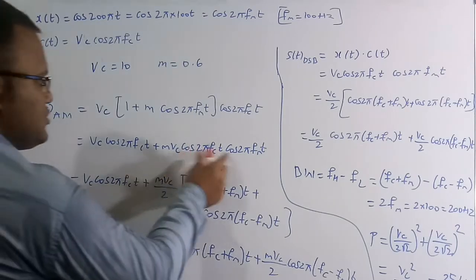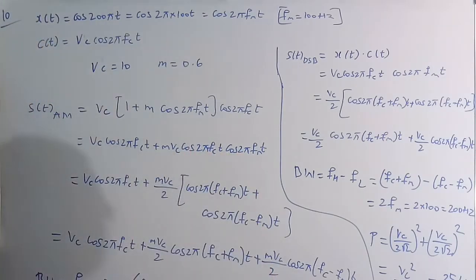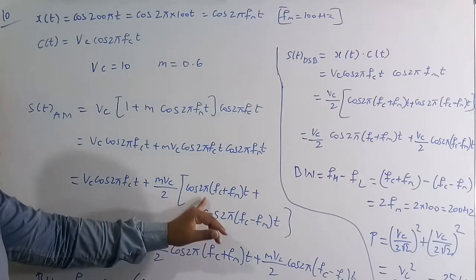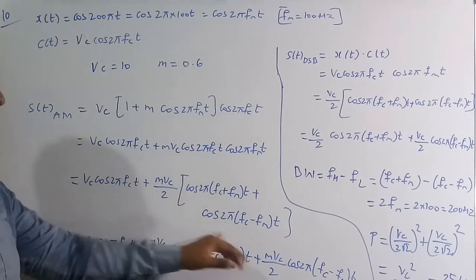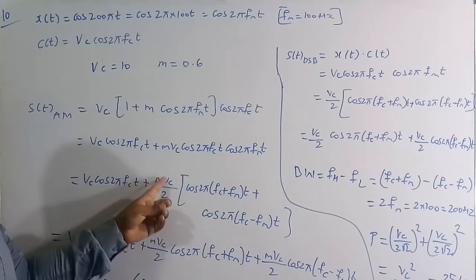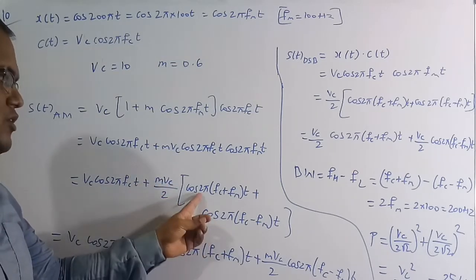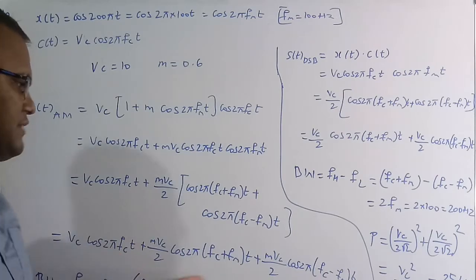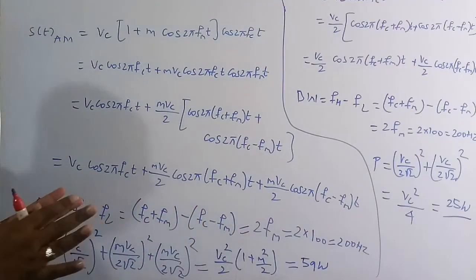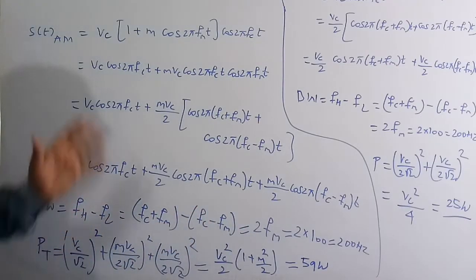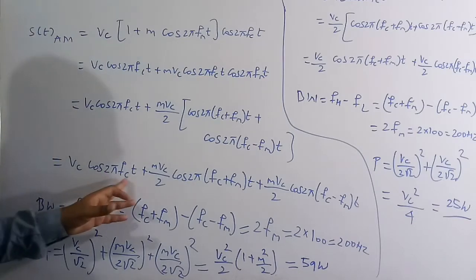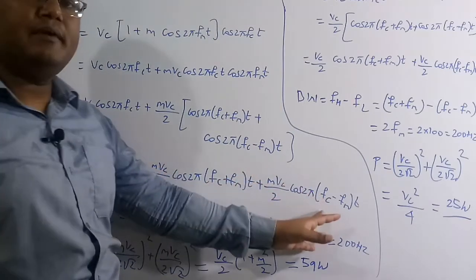So this is cos a into cos b, which we can write as 1 by 2 of cos of a plus b plus cos of a minus b. By using this notation I have simplified it in this manner, and then I multiply m Vc by 2 into these two cos terms. So finally this is the equation I am going to get. And if you see carefully, the frequencies which are present in this s of t AM are fc, fc plus fm and fc minus fm.